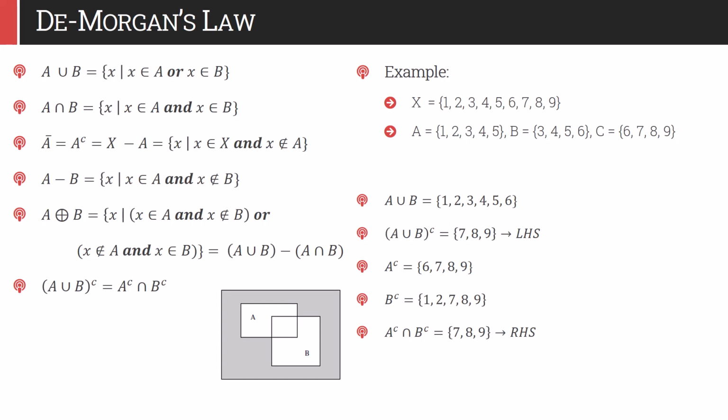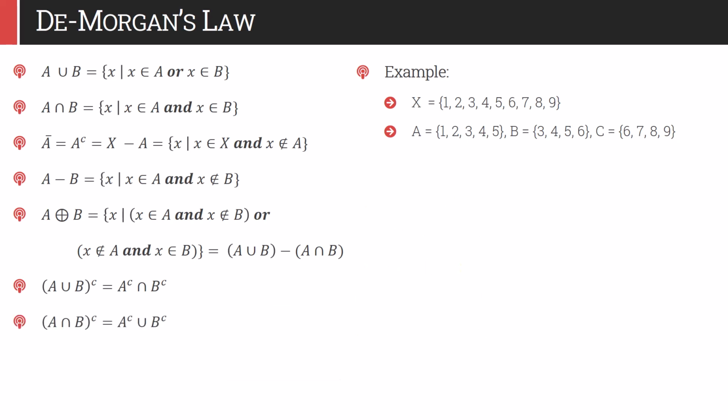A complement intersection B complement. So all the elements which are not in A, intersection, all the elements which are not in B. So the gray region is the output of the operation. The second law of De Morgan, that is A intersection B whole complement, is the same as A complement union B complement.